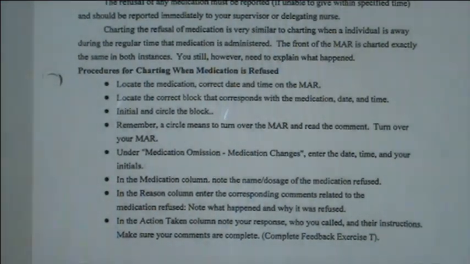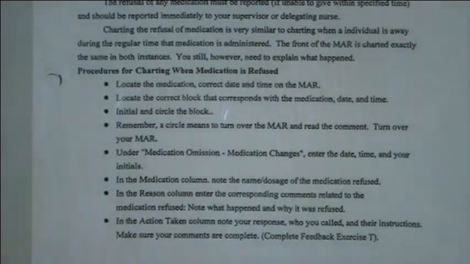But that's not all you're going to do. Remember, reporting changes, this is a change. If they refuse their medication, that's a reportable change in medical condition. So you're going to call your charge nurse and report that the resident refused their Tegretol. The charge nurse also has to report to the resident's family, report to the doctor, and then give you instructions.